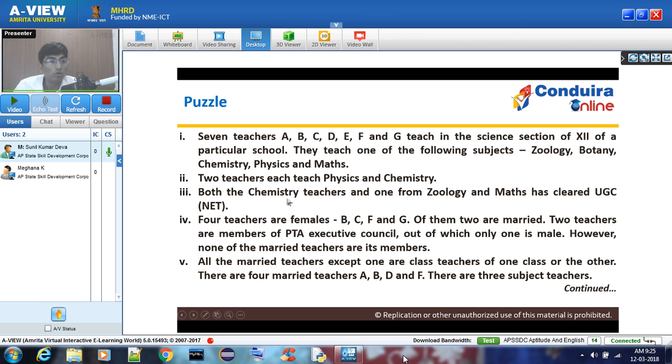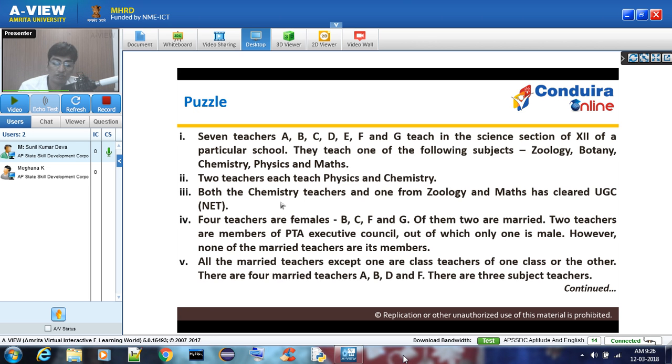Here we have one more puzzle. This time around we're looking at a much longer puzzle. The two puzzles that we solved till now look small in comparison. See, this is how many hints we have. So what we need to do is first identify what are the parameters. How many parameters are we looking at?